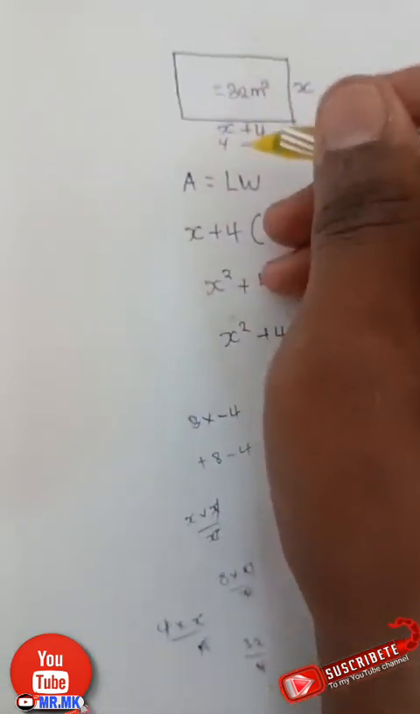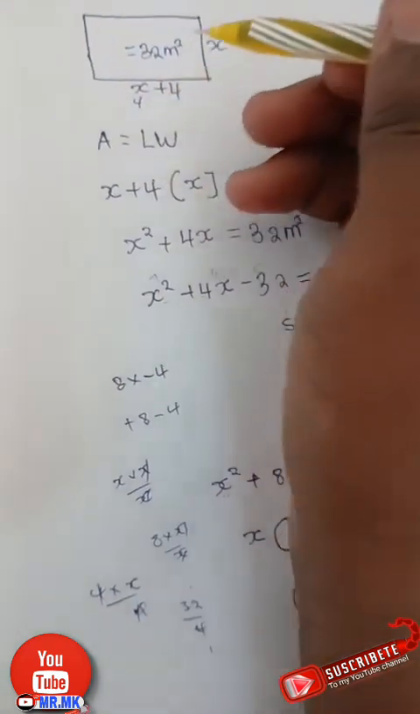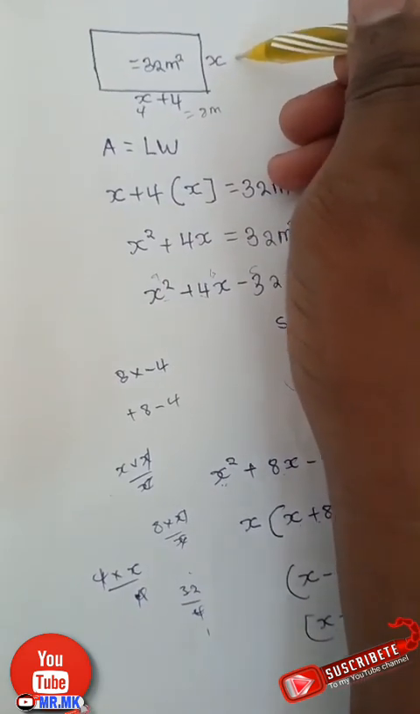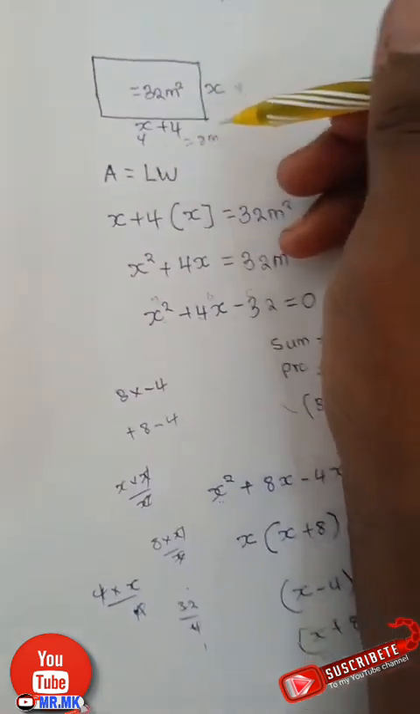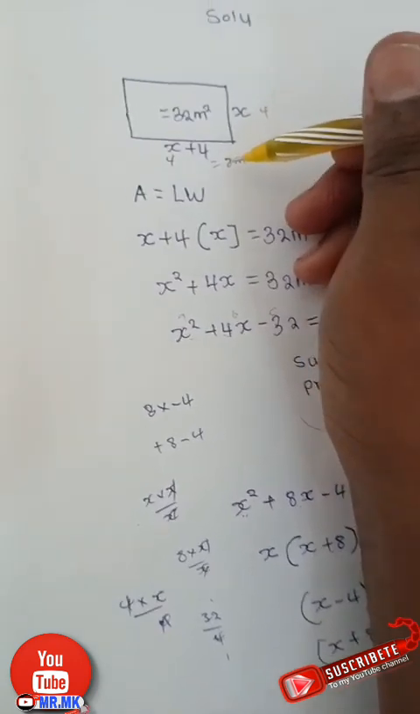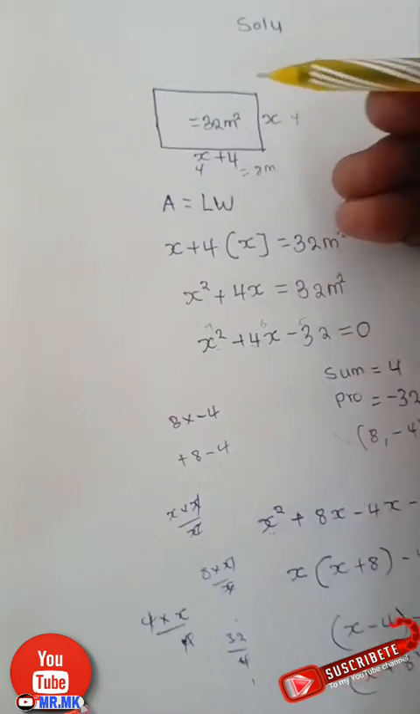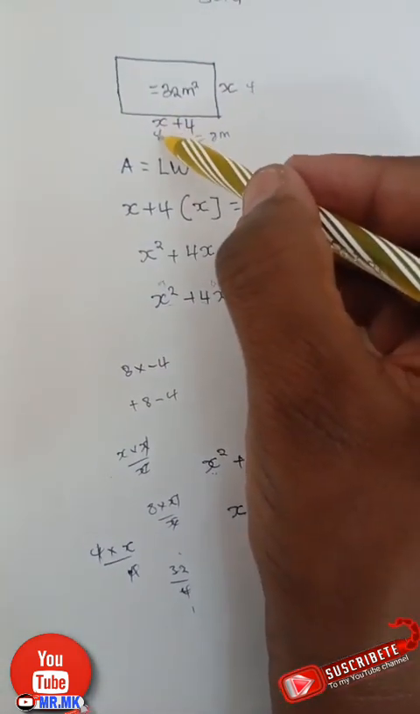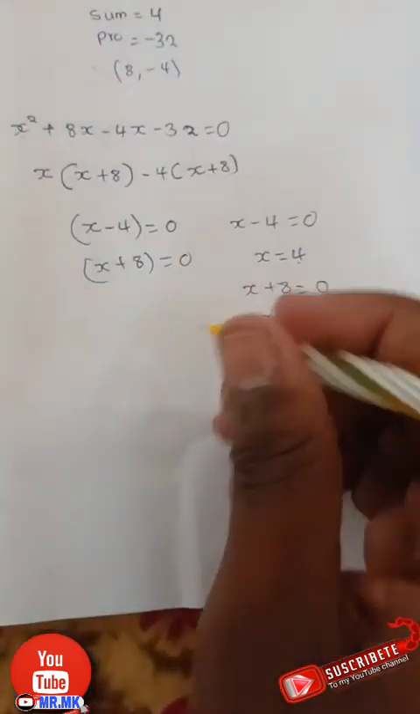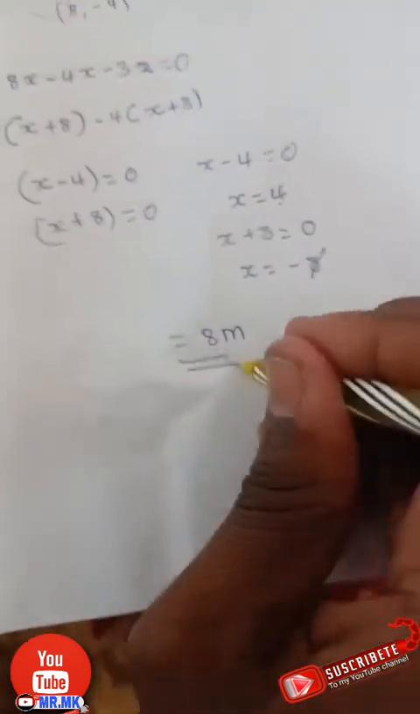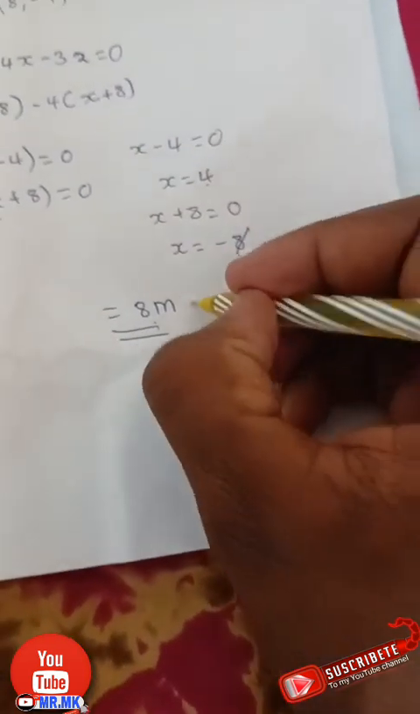We have said that x is 4, right? 4 plus 4 will be 8 meters. The length will be 8. The value for x here is 4 also. Let's confirm if the area is true. If I say 8 multiplied by 4, I will still get 32 meters squared. For that case, the length will be, the value for x, 4, plus 4, which is 8. Now the length of the rectangle is 8 meters. The length of the rectangle will be 8 meters.